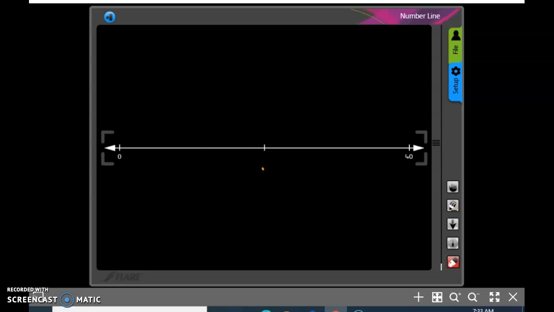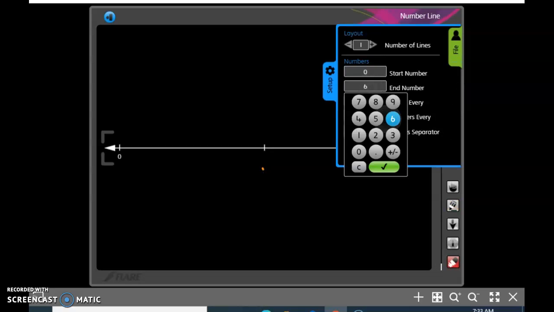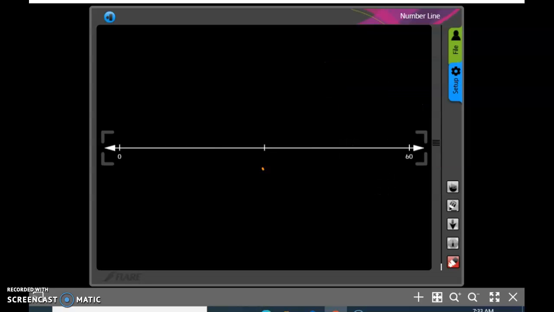Let's look at another example. All right, so here we have a similar problem in which I have a number line that goes to 60, but I only have one line in the middle. So I have to figure out what is that middle number between 0 and 60. You can use your hundreds chart for this if you need to. The middle number between 0 and 60 is the number 30.